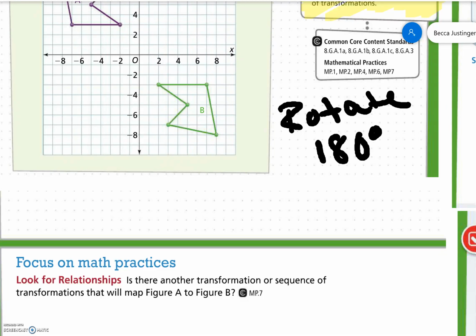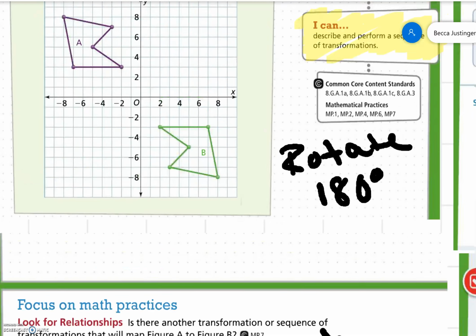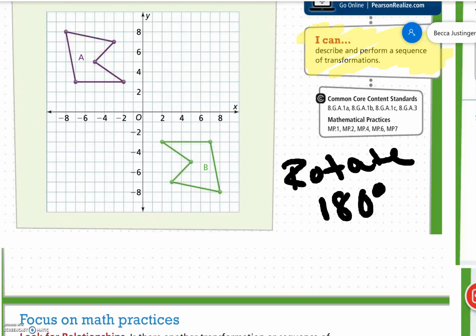Focus on math practices. Look for relationships. Is there another transformation or sequence of transformations that will map figure A onto figure B? What if we did some reflections? So if I wanted to reflect figure A, we could reflect it over the x-axis. If we did that, it would look like this.